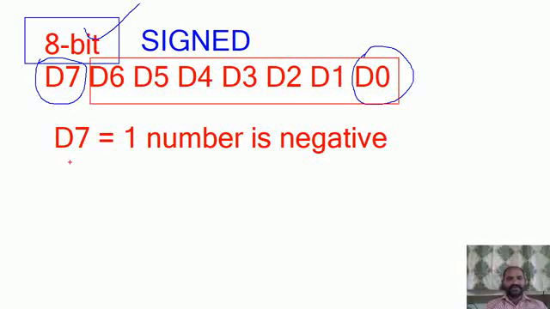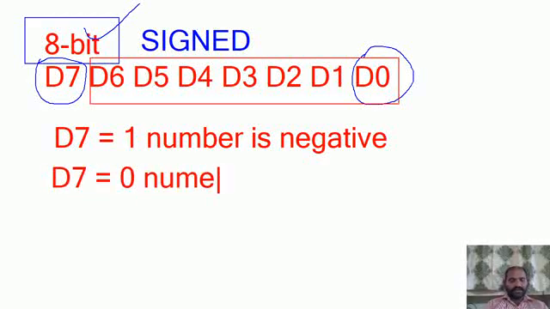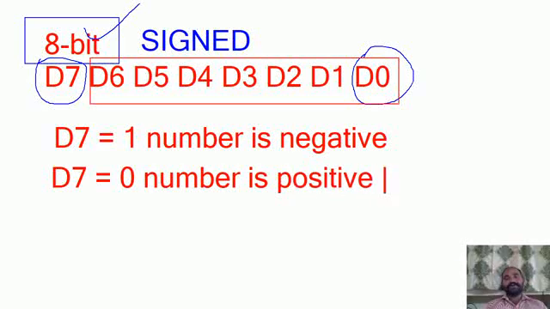In signed numbers, if the D7 bit position is equal to 0, then the number is a positive number. This quantity, the D6 to D0 combination, is showing the positive number.